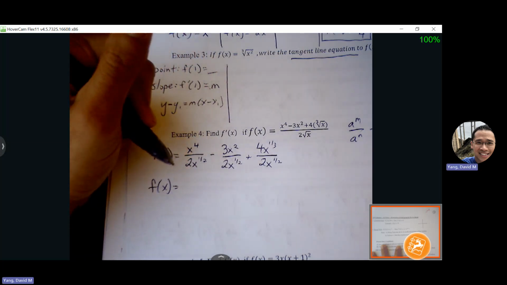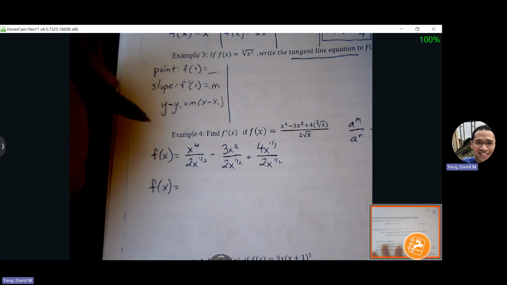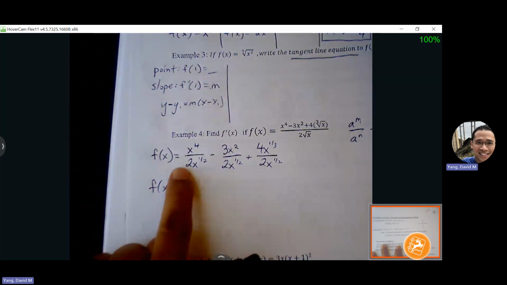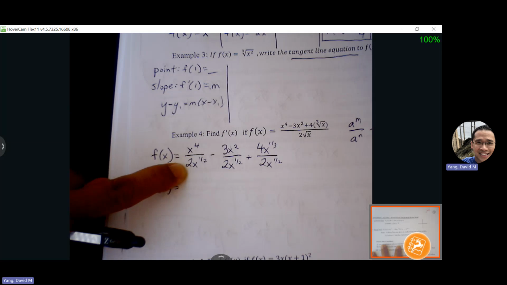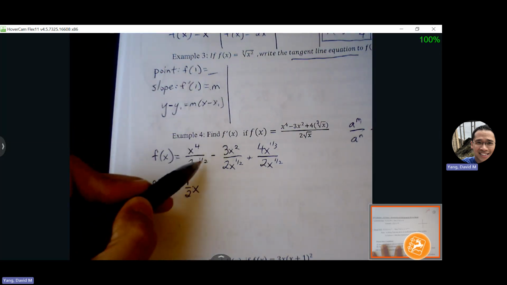And then along the way, I'm also going to push the coefficient out in front so that I don't have to stare at a number below my variable. So this is really a coefficient of what? In front of x. This is the 1/2. And then I'm subtracting exponents. So what's 4 minus 1/2?